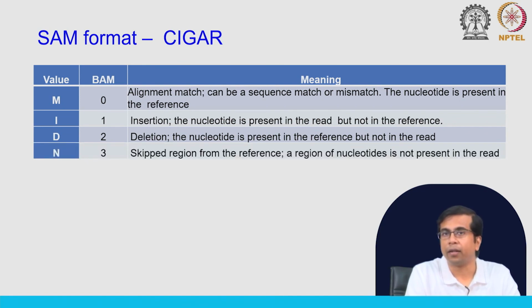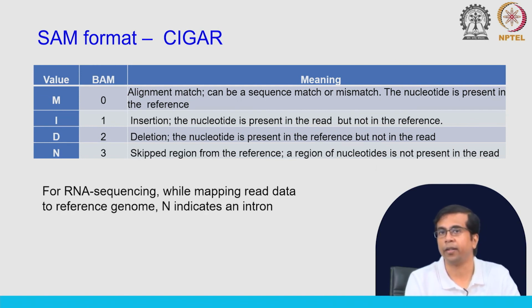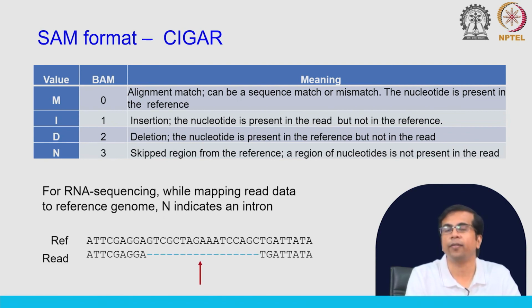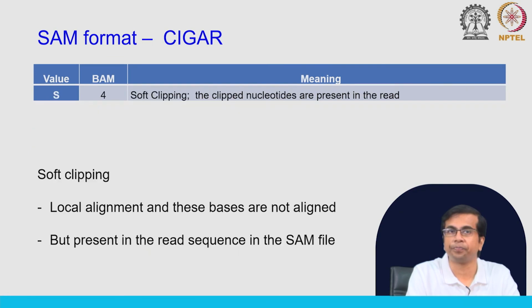Then you have something called N, which is the skip region from the reference. This is a region that is not present in the read. In case of RNA sequencing data, we can interpret this N to mean there is an intron. So, you can have this kind of gapped alignment, or split alignment, where two exons align to slightly different positions, slightly apart in the reference sequence, and you can have these N or skip regions. In that case you will have these N values.